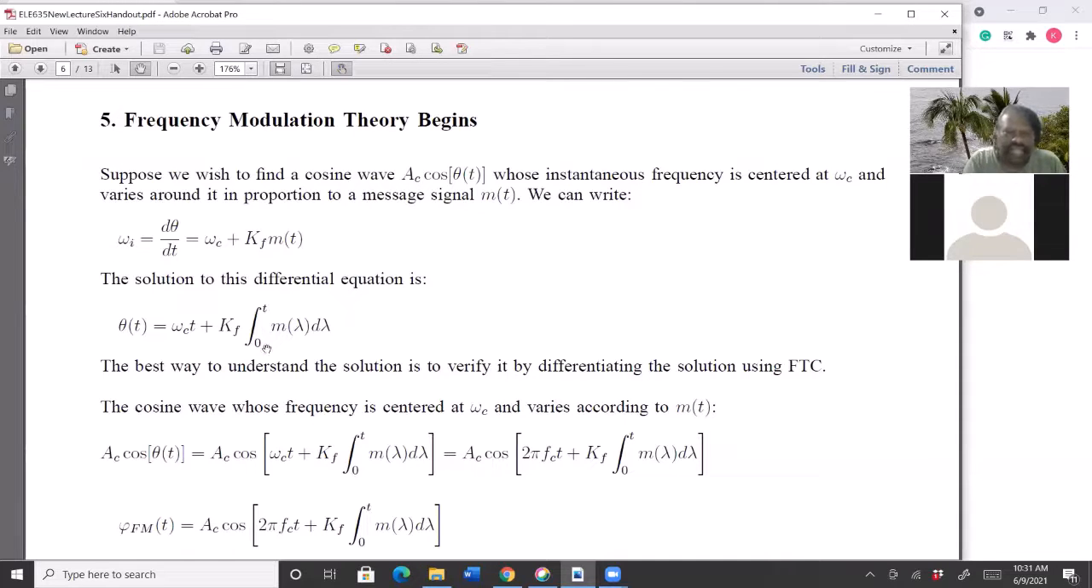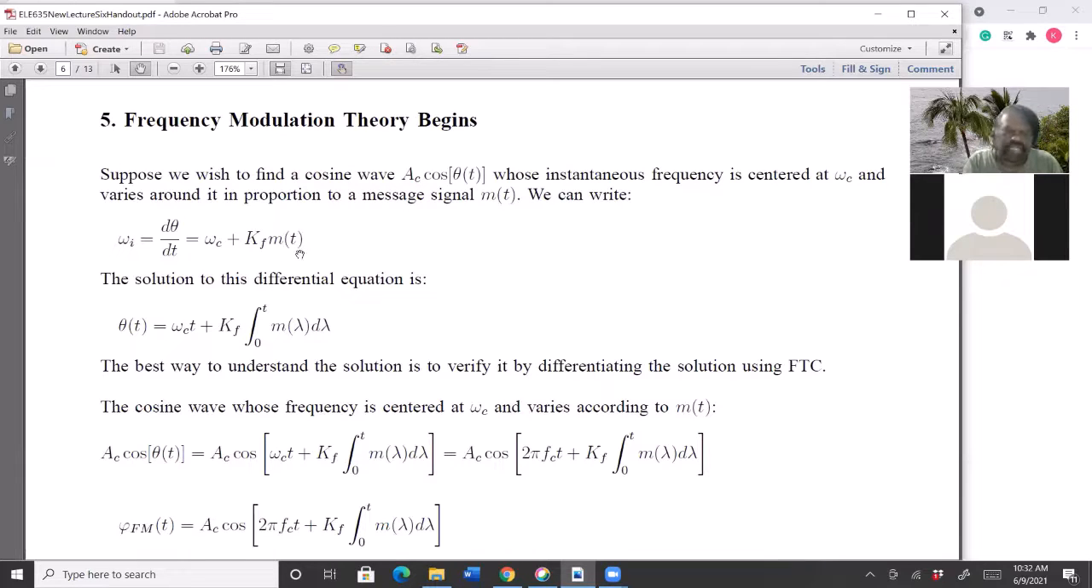But this is an easy way, and we can prove this is correct by going in the reverse direction. To make sure this is the correct solution, I want you to differentiate this with respect to time and make sure that when you differentiate this, you get this. So let's differentiate this. The derivative of this is omega c. The derivative of this is k f. Then you have to use the fundamental theorem of calculus. Put this here, you get m t. So very easily, differentiating this, we get d theta over dt is this. Therefore, it is correct to say that this is the solution of this differential equation. You have to go back and verify.